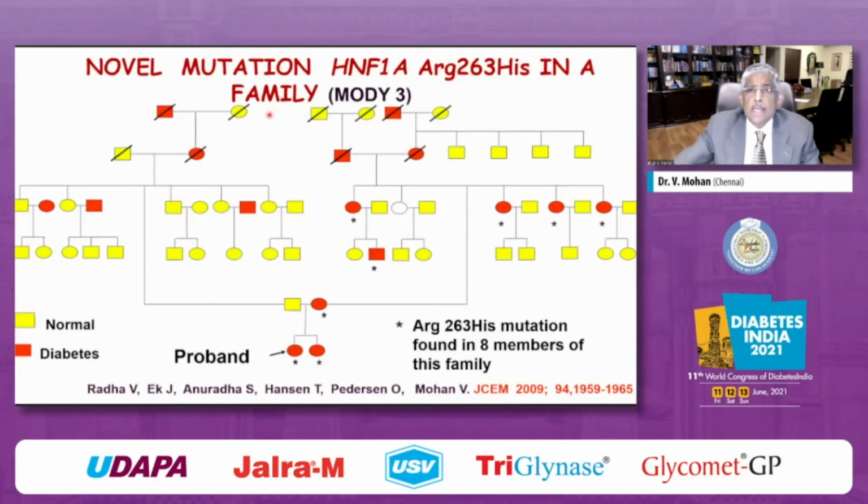So we did the MODY genetic testing. Many years ago, in 2009, we described this family. It's a novel MODY mutation, the HNF1 alpha arginine 263 histidine mutation. The first one we detected was this proband. At that time, it took about 6 months to 1 year to get it done. Now we can get the results in 3 weeks' time. Those days, it used to take 3 to 6 months.